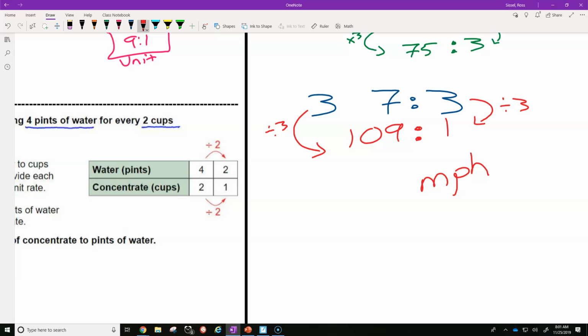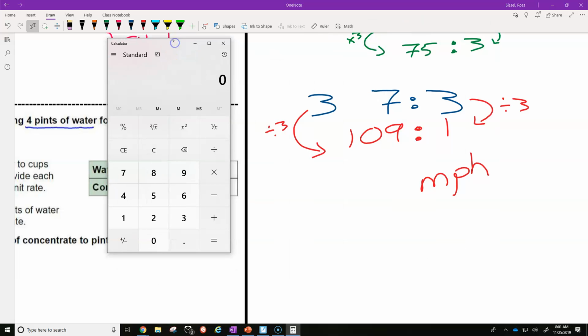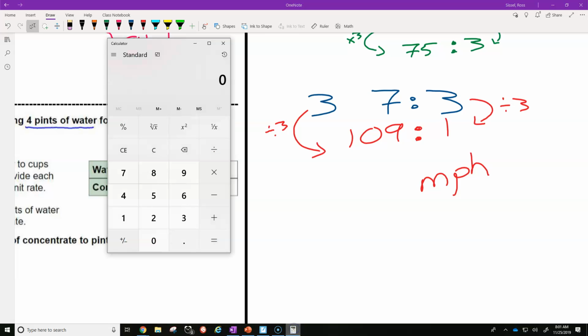If I want to know which way to set this up, where's my calculator? Alright. So, in my unit rate, I said I want to know miles per hour. I will type miles first. 327 per hour. And I'm going to divide 327 by how many hours I went. 3. And I get 109.